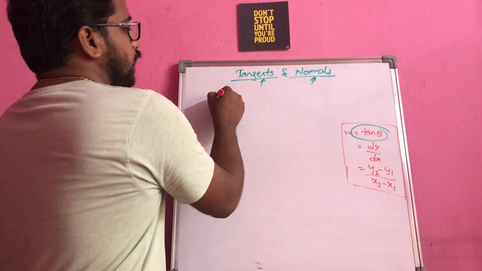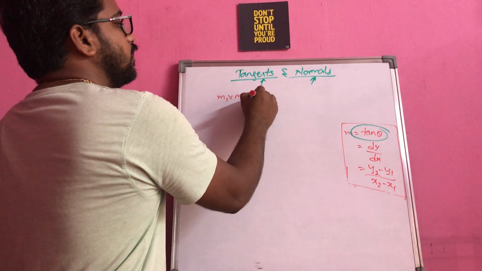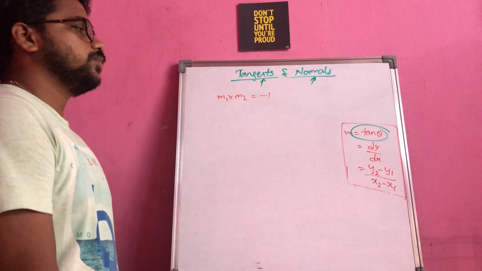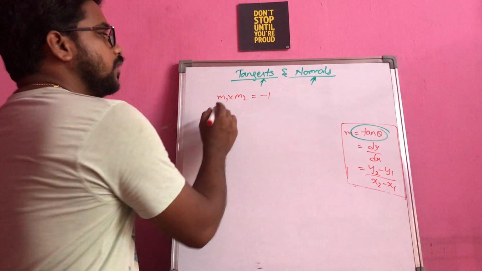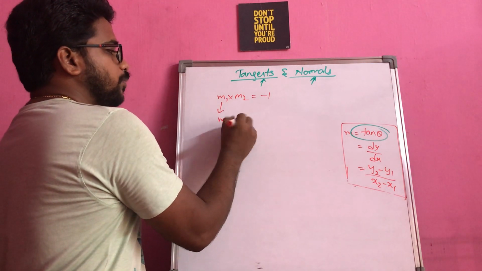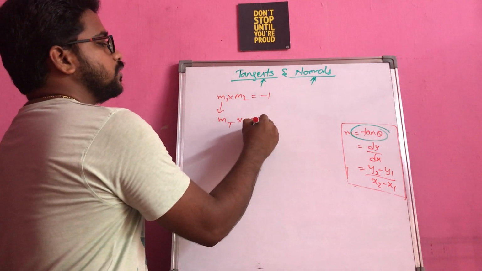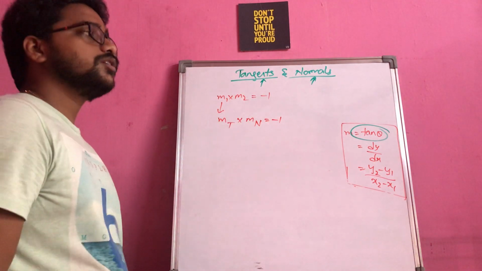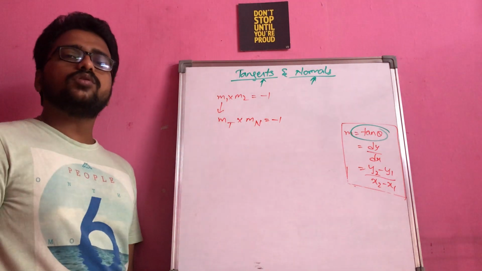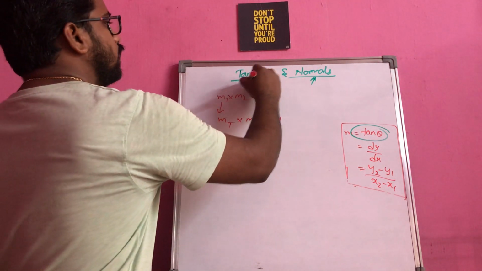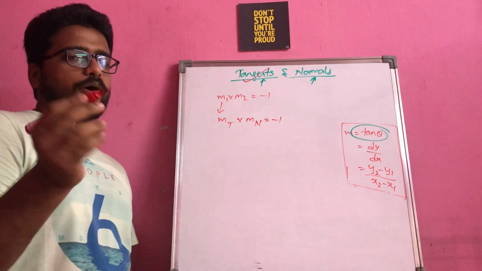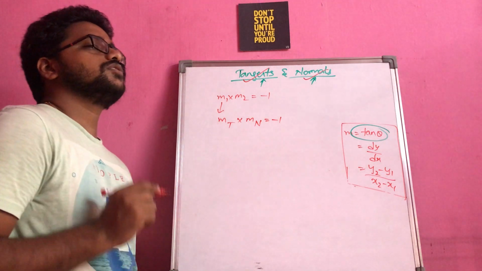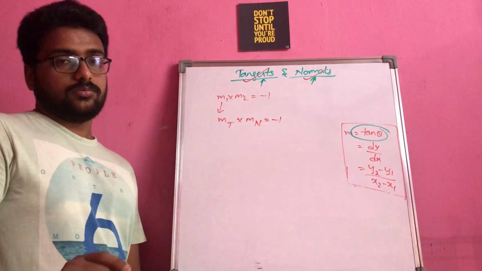In class 11, in straight lines, we learned that two lines are perpendicular if and only if the product of slopes is equal to -1. So if m1 is the slope of a tangent and m2 is the slope of a normal, these two will have a product equal to -1 because those two lines are mutually perpendicular. Once you know the slope of a tangent and the point, why can't we extend it to the normal? That is how the application of derivatives becomes tangents and normals.